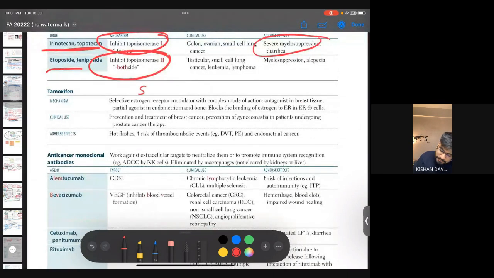Okay. Tamoxifen. It is a SERM drug. Antagonist in breast tissue. Partial agonist in endometrium and bone. Blocks the binding of estrogen.